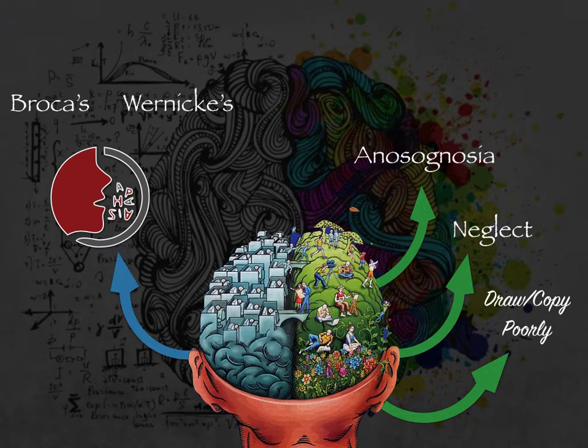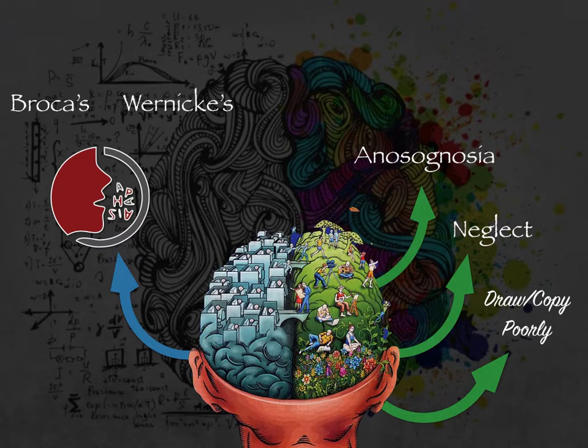Now, on the non-dominant hemisphere of the MCA, okay, so usually the right, you can have anosognosia, so you don't realize you have the problem. You can have left-sided neglect, and you tend to draw and copy poorly. You can also have a whole host of symptoms relative to the parietal and temporal association cortices. So like prosopagnosia, because of the temporal lobe association area.